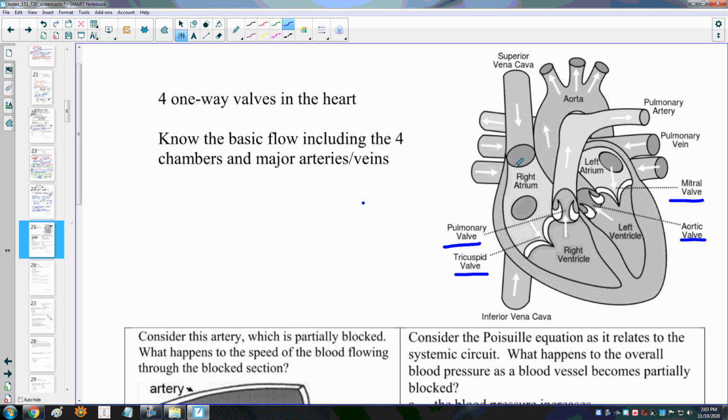The pulmonary valve goes to the pulmonary artery. The tricuspid valve goes from the right atrium into the right ventricle. The aortic valve goes from the left ventricle into the aorta, as you might expect. And then the mitral valve goes from the left atrium into the left ventricle. So make sure you know the basic way that blood flows through the body, the path from the aorta, arteries to arterioles to capillaries, and then back again. And also make sure you know how blood flows through the heart.